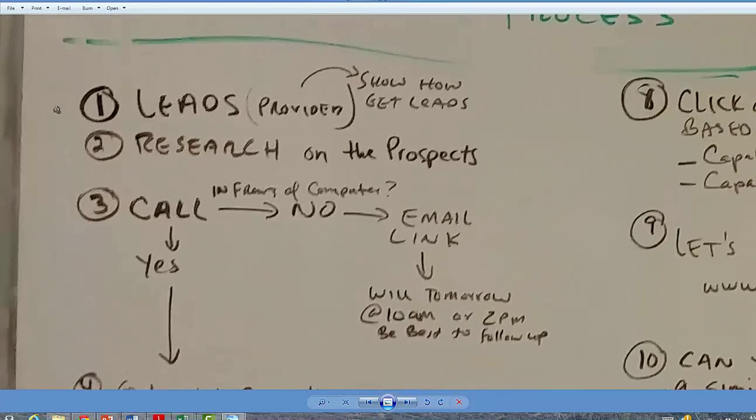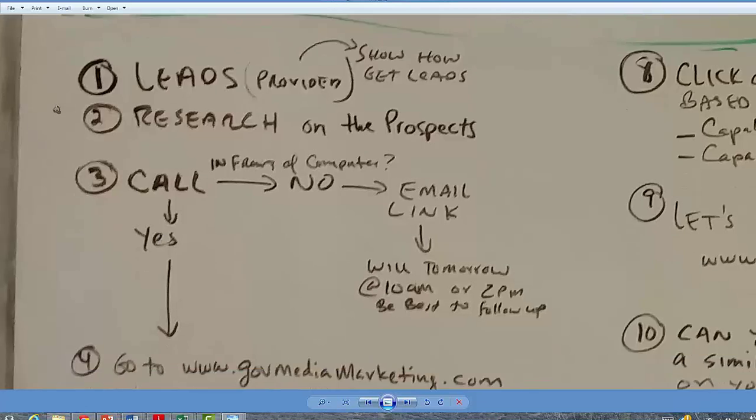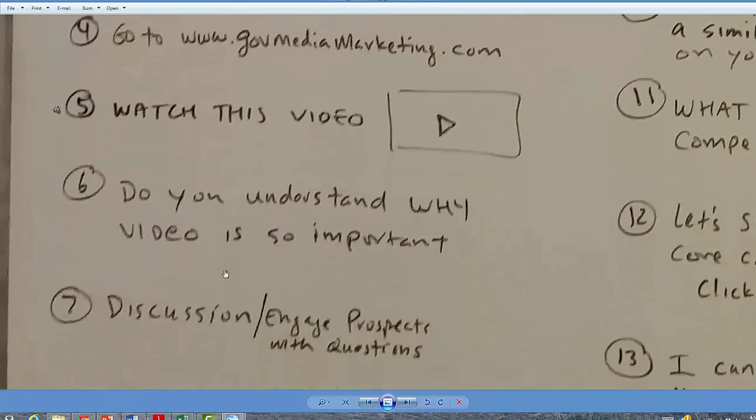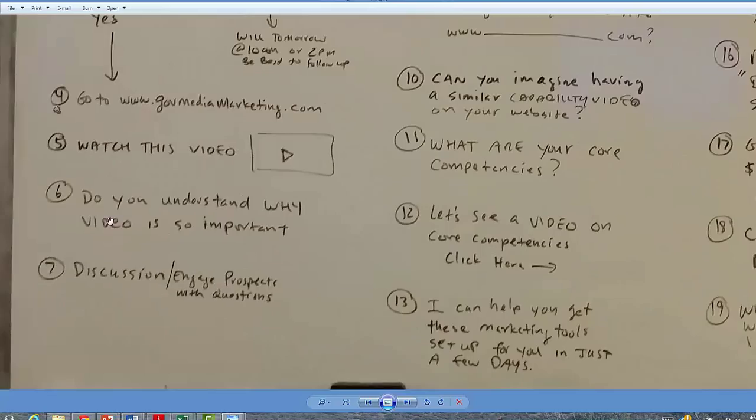So let's do a quick recap. I've shown you how to get leads, or you've been provided leads. You've done a little research on the company. You call them, they say yes, and you've taken them to the website. They watch the video. Then you ask them, "Do you understand why video is so important?" They're going to say yes or no. If they're really interested, they'll say yes. Some may say no because they're being a smart aleck or have no interest, but it's pretty obvious they should say yes.